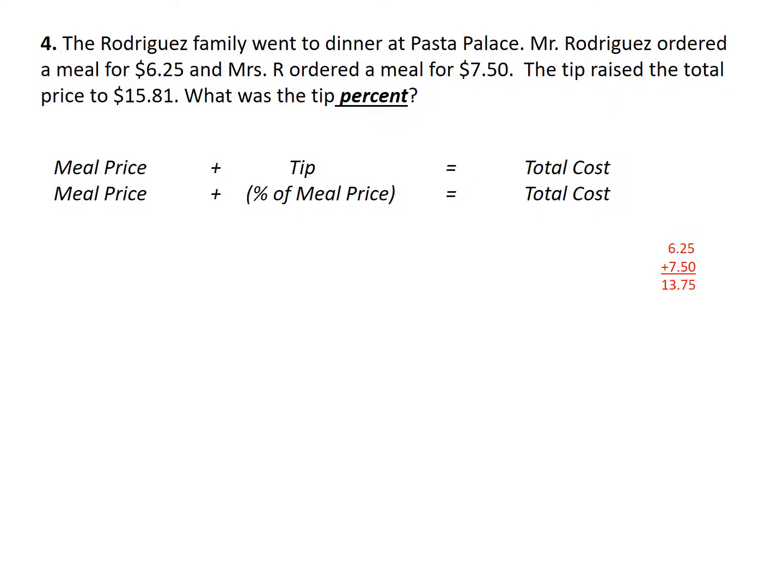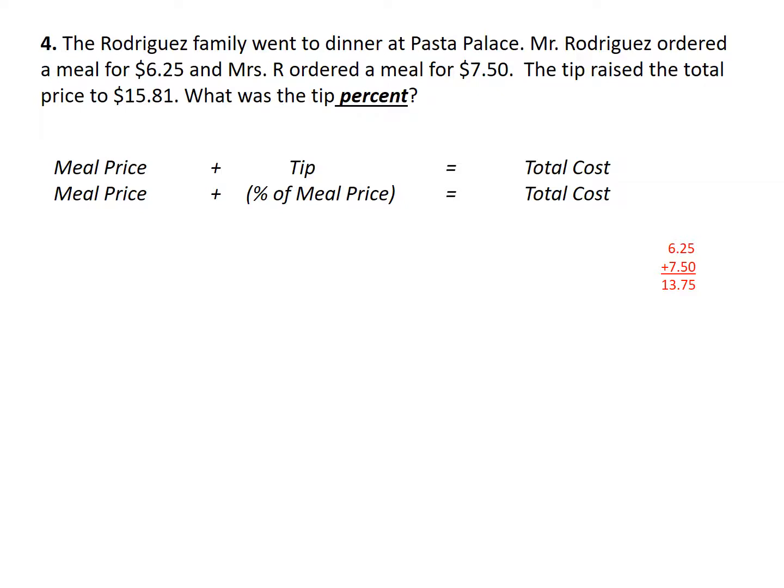In this video, we're going to walk through problem number 4 from the tax and tipping worksheet. The Rodriguez family went to dinner at Pasta Palace. Mr. Rodriguez ordered a meal for $6 1/4, and Mrs. R ordered a meal for $7.50. The tip raised the total price to $15.81. What was the tip percent?